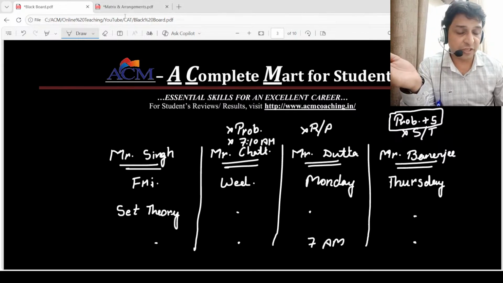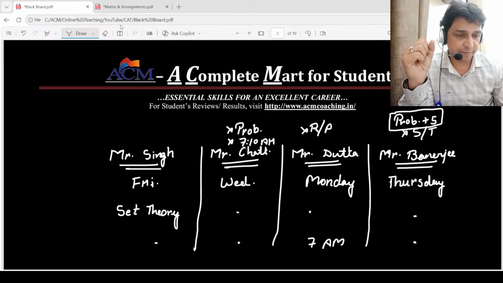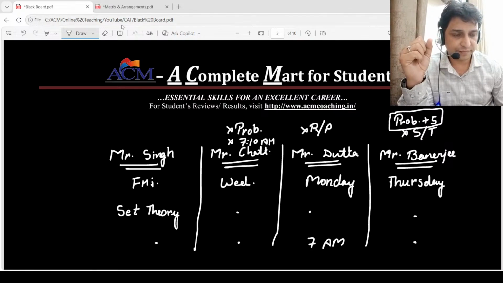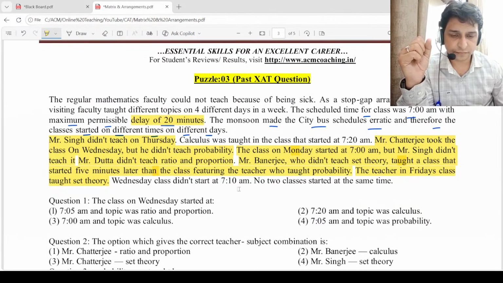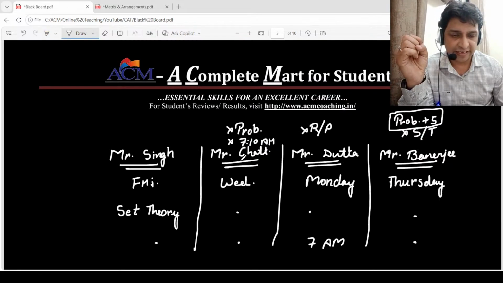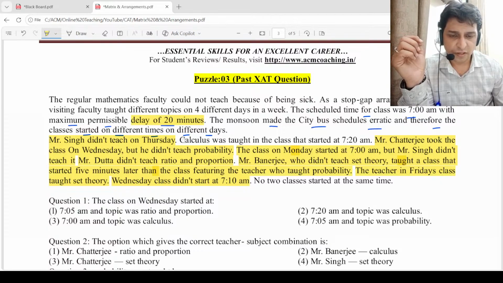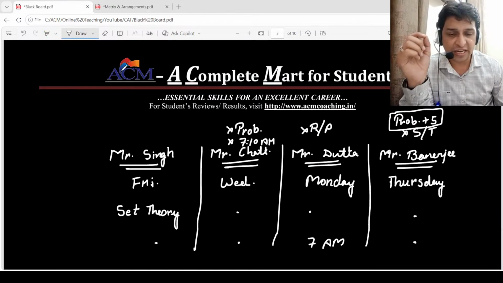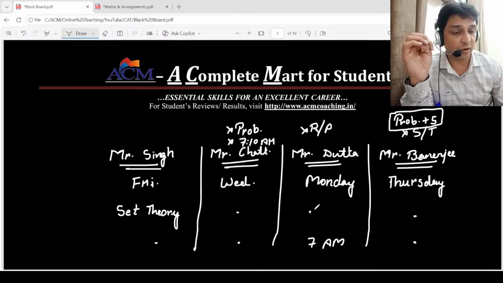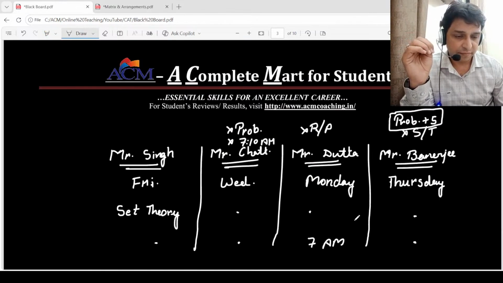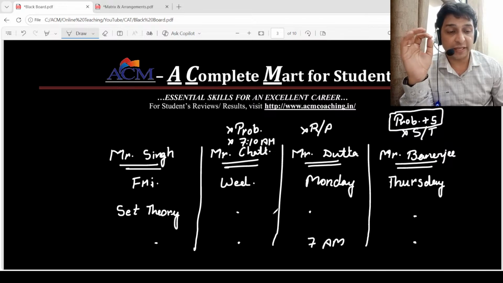Now there is more information which we have not used yet. Wednesday class did not start at 7:10 a.m. So Wednesday is not 7:10, and that we have already written. Calculus was taught in the class that started at 7:20. Now which class is at 7:20 and calculus is going to be taught there? The class has to be 7:20.